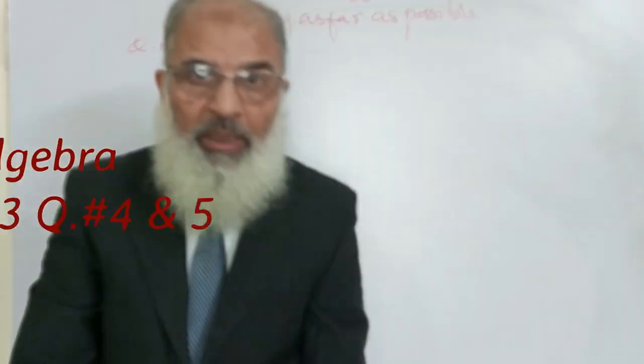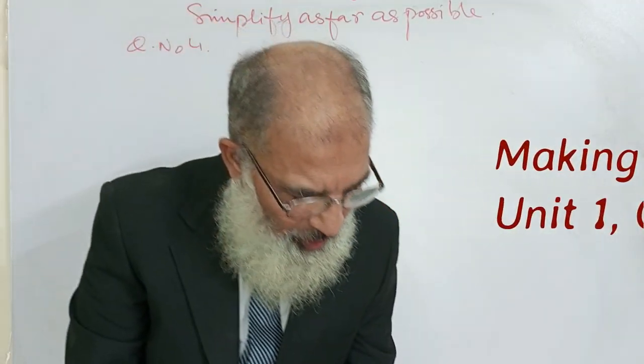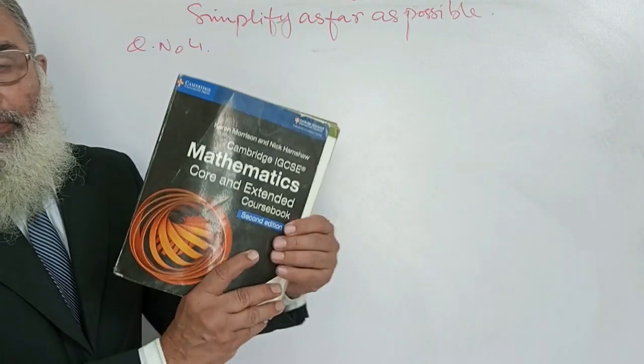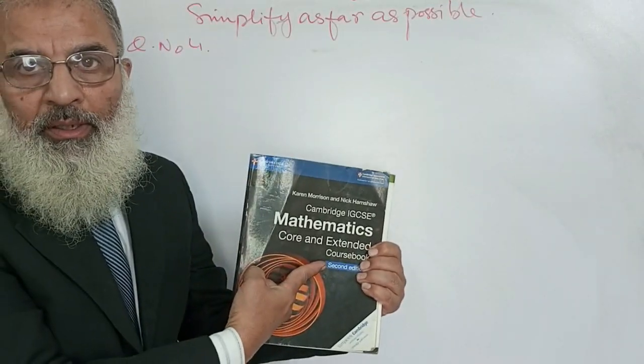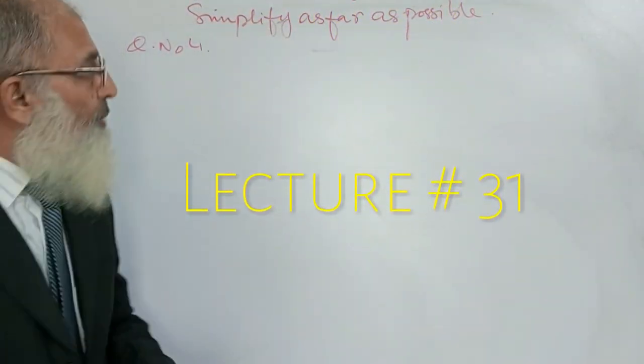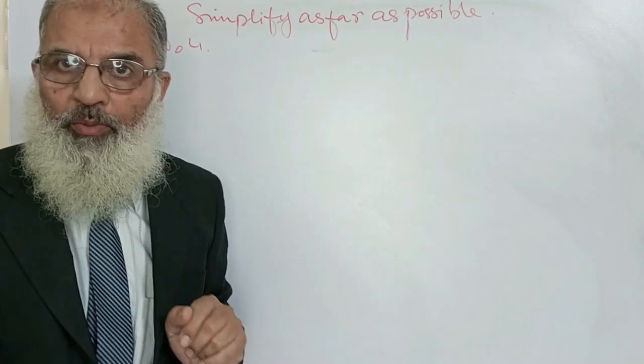So we'll be solving question number 4 and question number 5 of exercise 2.3 of this book. Now, straight away to question number 4, and question number 4 says that simplify as far as possible.